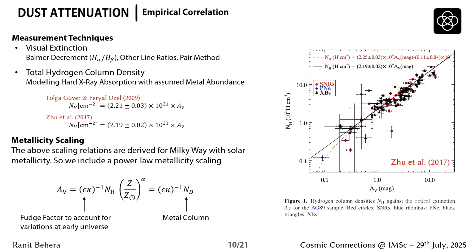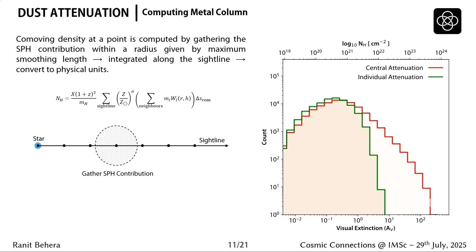Here you see that if we can find the metal column density, it will directly tell us the AV and we can then use it. Finding the metal column density is straightforward. From every star we shoot a sight line, and at various points we probe the nearby gas particles and gather the SPH contribution. That gives us the metal column density at a single point, and then we just integrate it, which gives us the total column density for a star.